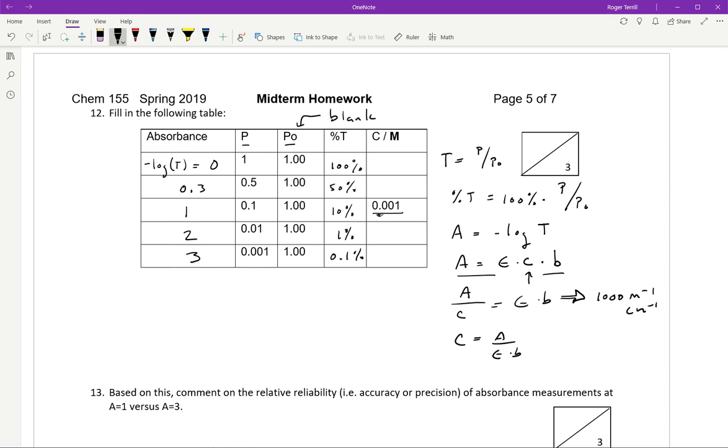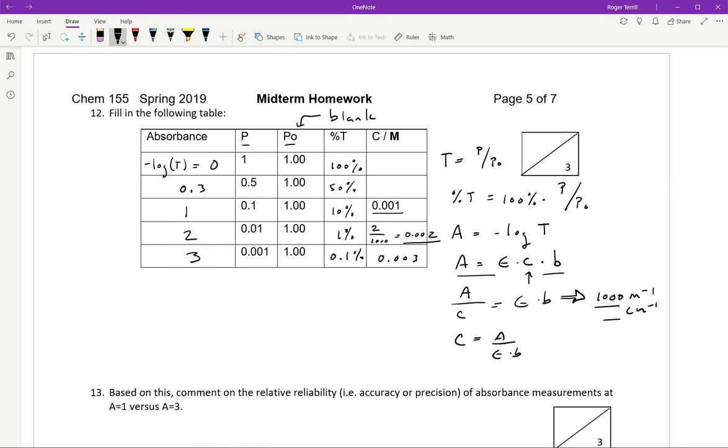So A over epsilon B here is 0.001 because epsilon B is 1,000, right? So this is A over epsilon B, which is equal to 0.002, right? And so the trend here is 1, 2, and 0.003.